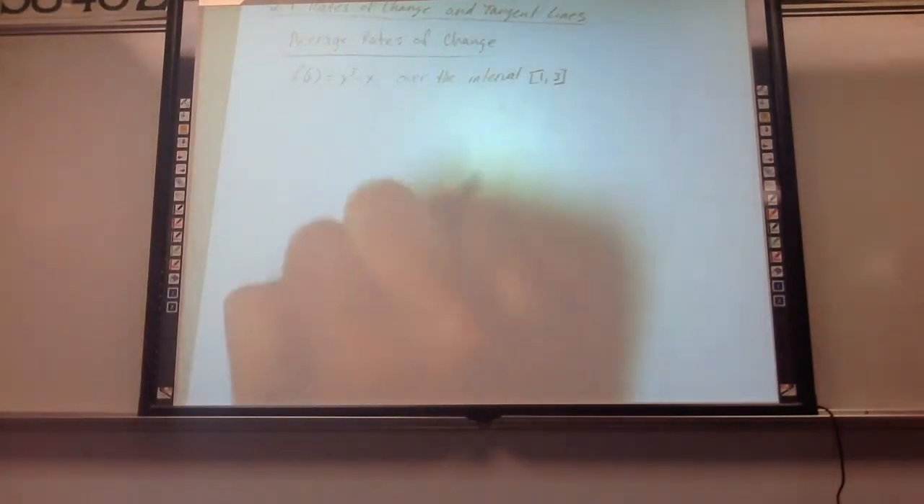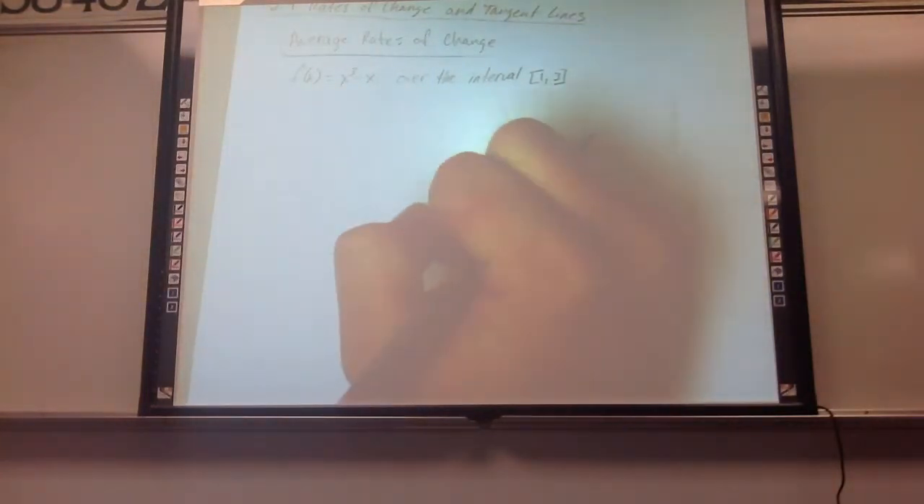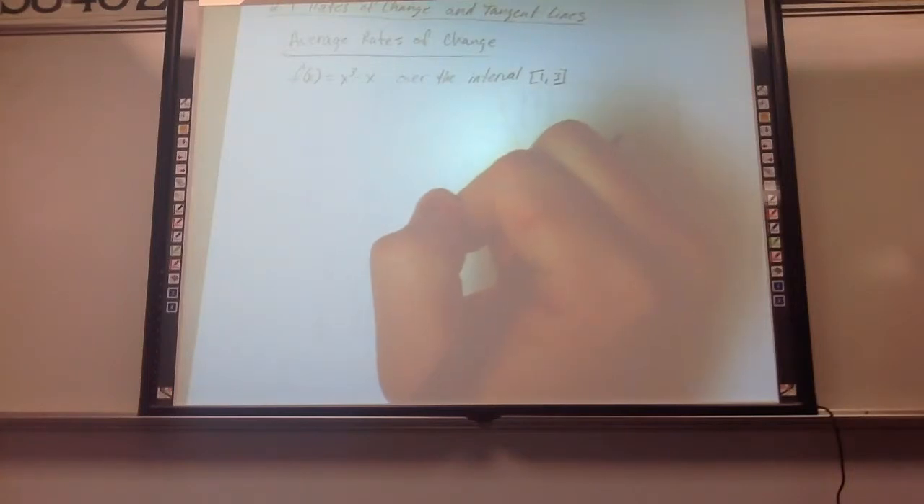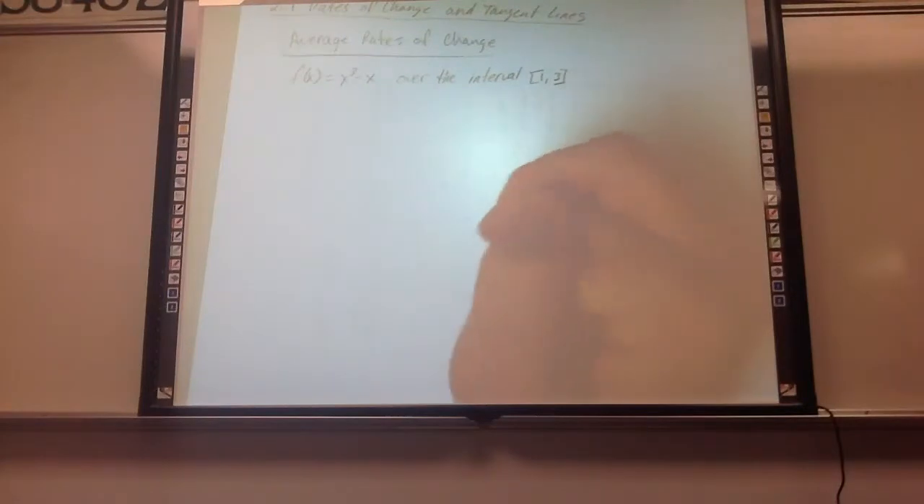So if I want to find the average rate of change of that function over the interval [1, 3], what do you think I should do? Why do you put those in brackets? Because you can. That's the proper way to do it, it's just how you write it. That's just how they did it in here.